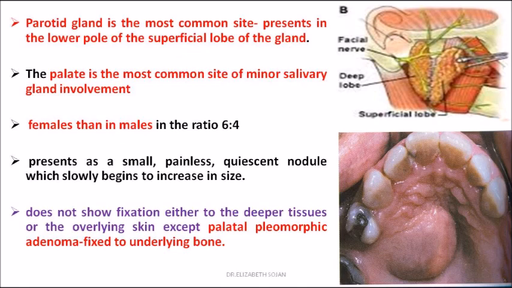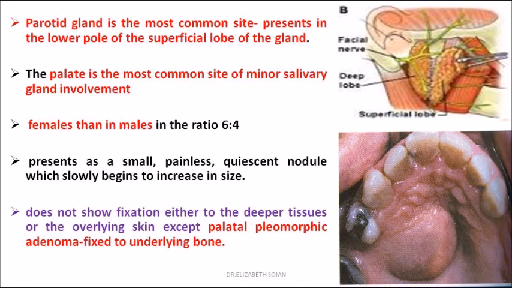Within the superficial lobe, the lowermost region, the lower pole, is the most common site for pleomorphic adenoma. Clear? Within the parotid gland, the superficial lobe, and within it the lower pole, is the most common site. Intraorally, within the oral cavity, the palate is the most common site for minor salivary gland involvement. For major salivary glands the most common site is the parotid gland, and for minor salivary glands the most common site is the palate.